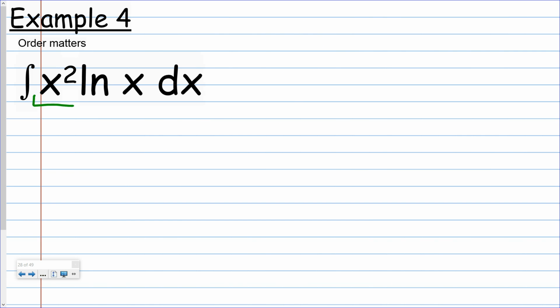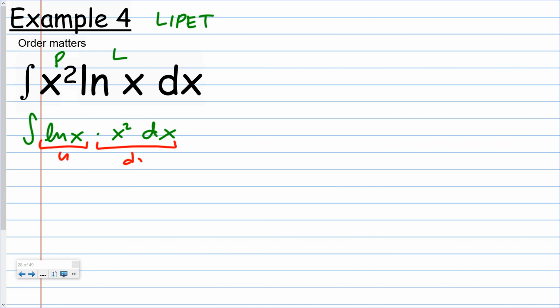So what you're going to do is define your u. Actually, you have to figure out which one's u and which one's dv. So this is a polynomial. This right here is an ln problem, right? Think about LIPET. Which one goes first, the L or the P? The L. So you need to switch this. So this problem is ln of x times x squared dx. If you don't switch it, if you define the u incorrectly, this problem is going to blow up. It's not even going to work. So therefore this is my u and this is my dv.